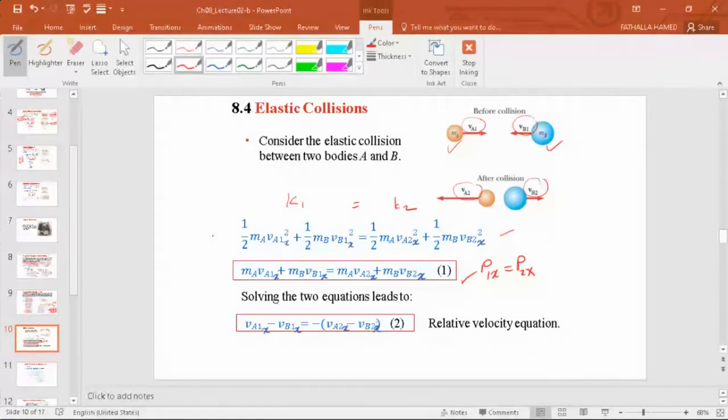Now, between these two equations, and you can study this in your book or you can work it out, I can leave it to you to do that, you will find a third relation, which we call the relative velocity equation, and we always use that when we have elastic collision in one dimension. You will have VA1x minus VB1x equals minus (VA2x minus VB2x). And that's a third relation, which we call the relative velocity equation. That's in the case of elastic collision.